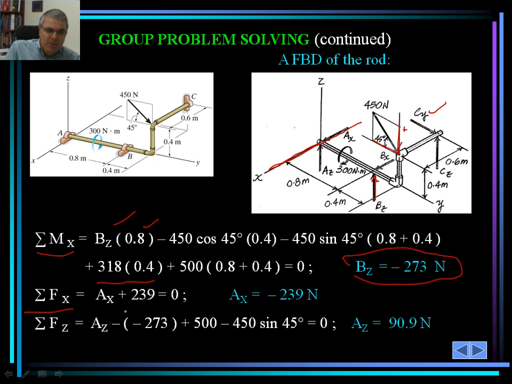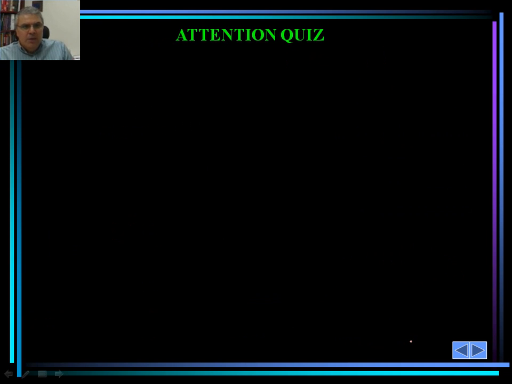Summation of forces in the x is 0. A sub x plus 239 is 0, and from there A sub x is minus 239 Newton. Summation of forces in the z is A sub z minus 273 plus 500 minus 450. We put all the components of the forces in the z direction in that equation, set it to 0, and A sub z would be 90.9 Newton.